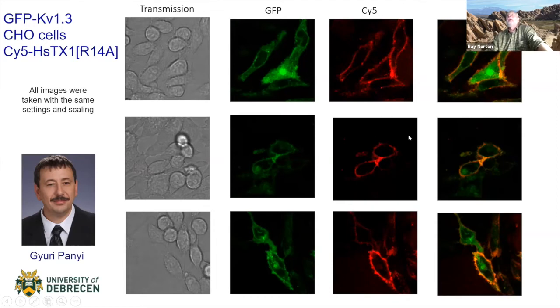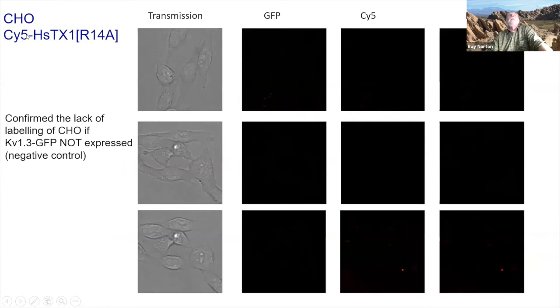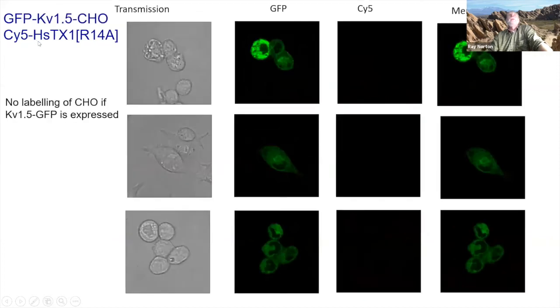It's not being taken up into the cells. And so it's an effective probe of surface expressed Kv1.3. If we don't have any GFP Kv1.3 expression, we don't see any labeling with the Cy5, and importantly also, if we do exactly the same experiments with Kv1.5 as opposed to Kv1.3, we don't see any labeling either.